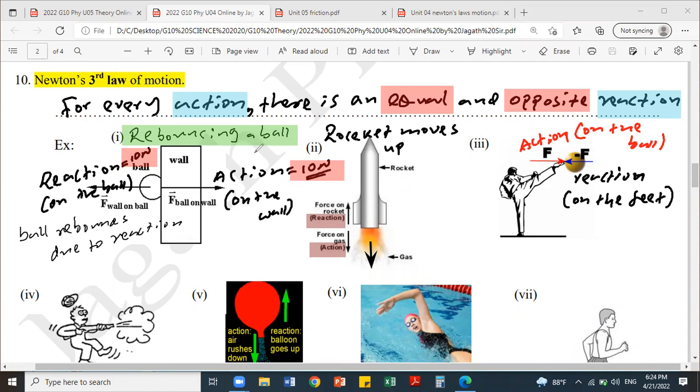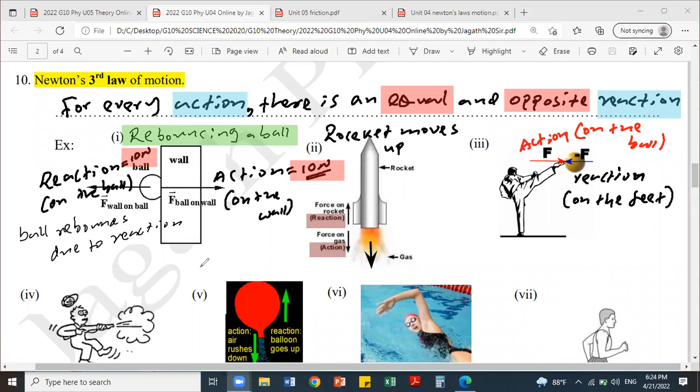Then sometimes what happens? If you take a wooden stick and hammer hard into a large concrete slab, what happens? Sometimes the wooden stick will crack or break. That is due to the reaction.